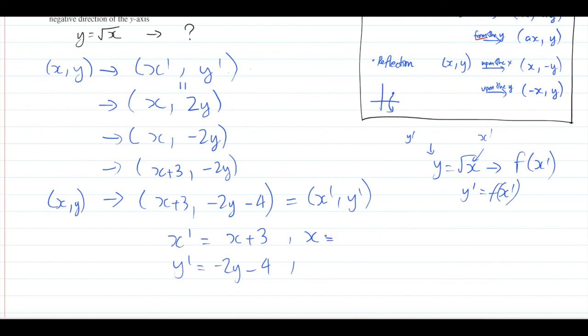So the original x can be, you can manipulate your equation, and x equals x prime minus 3 and y equals, well, let's do a bit of algebra, y prime plus 4 and then you divide it by negative 2, right? So you can manipulate your equation a little bit so it looks like this. And what you can do is, now that you have x in terms of x prime and you have y in terms of y prime, you can substitute these new equations into your original one, the graph that you want to transform. So you have y over here, we're replacing that with y prime plus 4 divided by negative 2, and then that is equal to square root x.